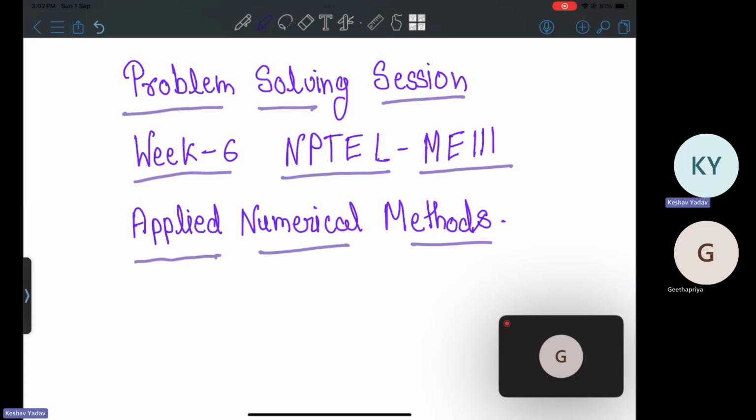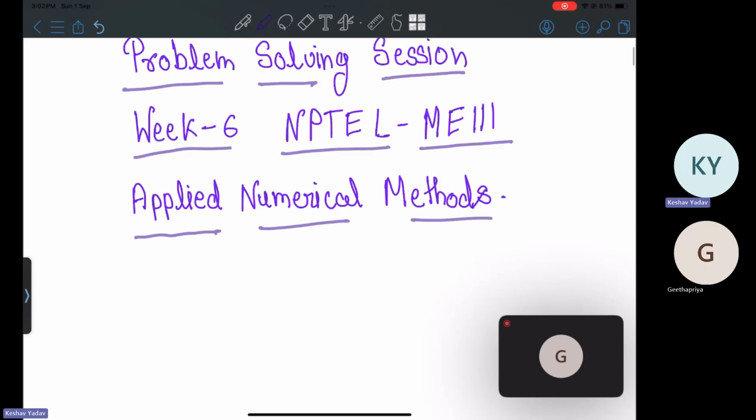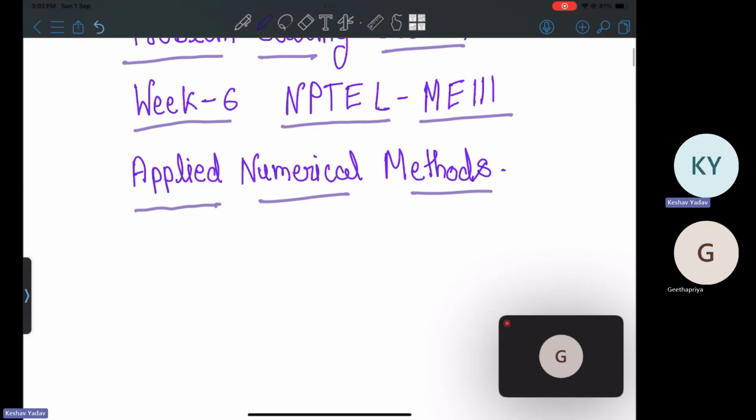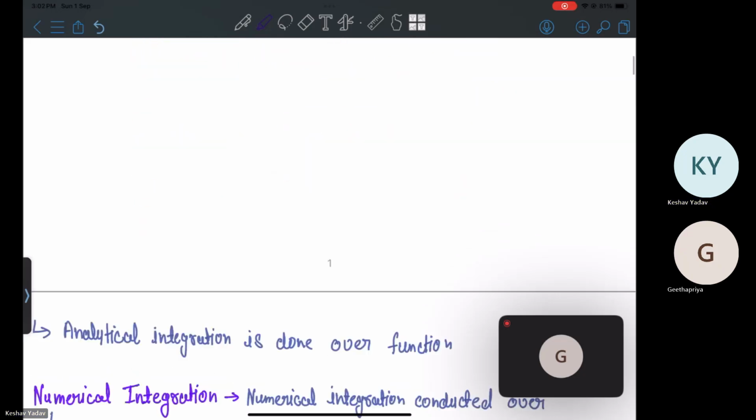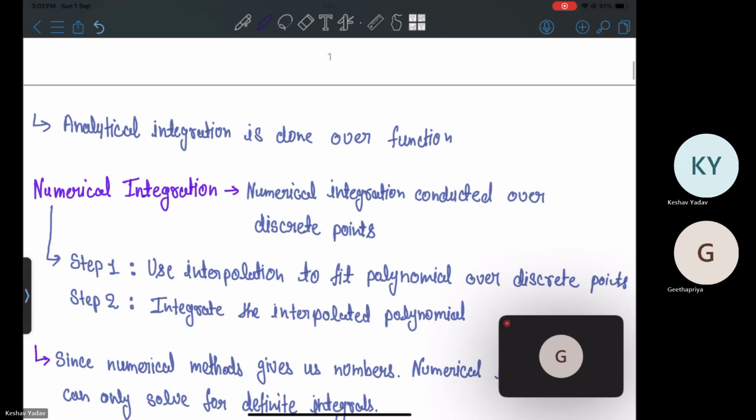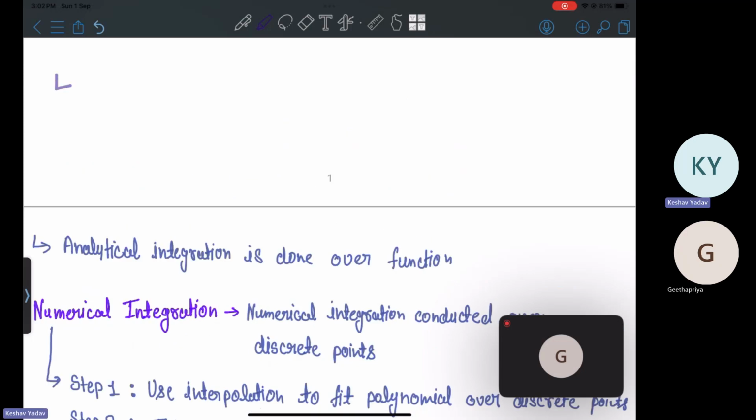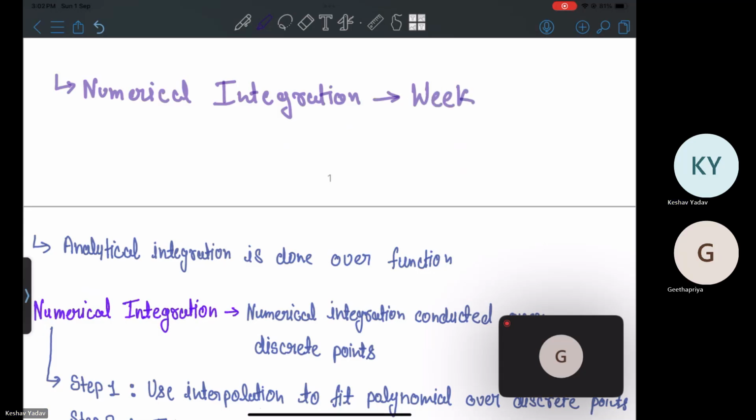Okay, fine. So this is the week 6 problem solving session for the applied numerical methods course, NPTEL ME111. In this week, what has been discussed? Numerical integration has been discussed in week 6.